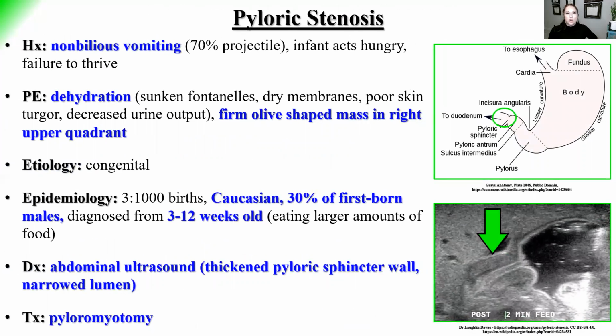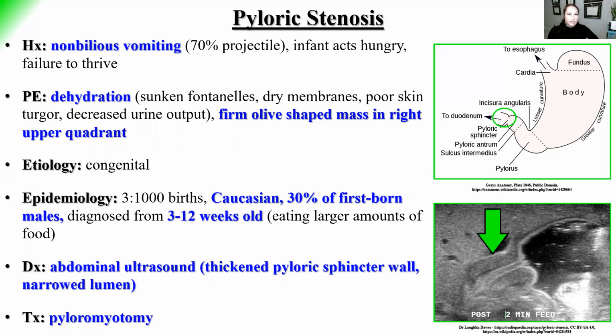Pyloric stenosis, we're talking about children in this one. This is going to be 3 in 1,000 births, and it usually affects Caucasian males. So 30% are going to be firstborn males. This is diagnosed from ages 3 to 12 weeks old because that's when that baby starts eating larger amounts. And so that's when we see the problem. When they eat smaller amounts, we may not notice the pyloric stenosis.